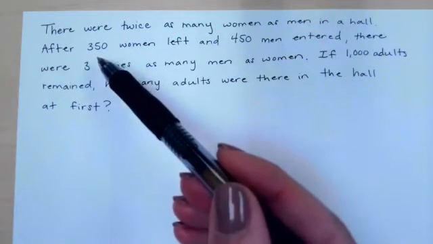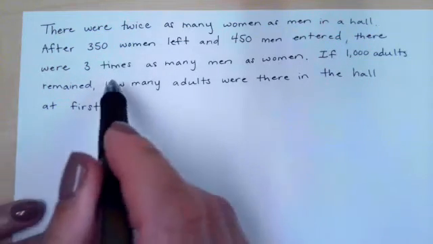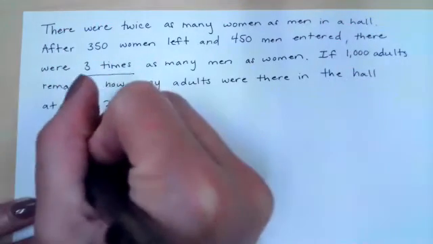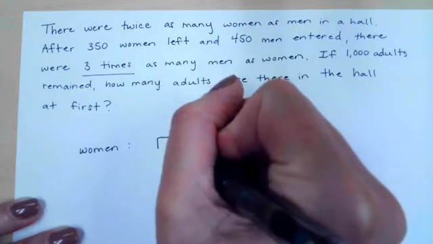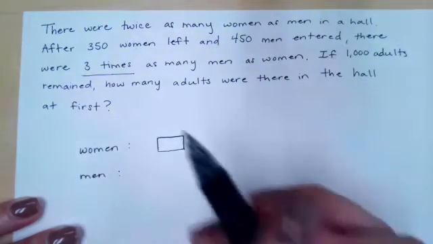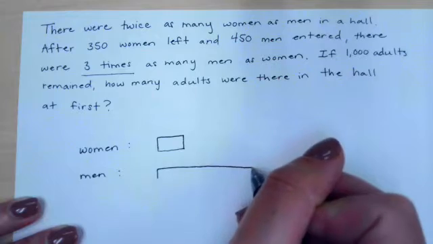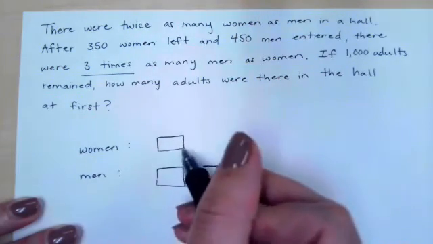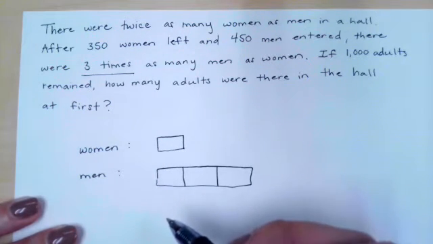So after 350 women left and 450 men entered, there were 3 times as many men as women. So there we go. We can start with a comparison. So we can take our women and make a little box. And then we can make a comparison for men. There were 3 times as many men as women. So that's going to look something like this, showing 3 times. So these are all equal. It's just there's 3 men for every 1 woman.